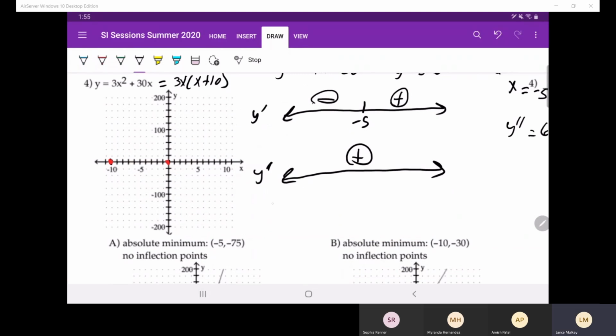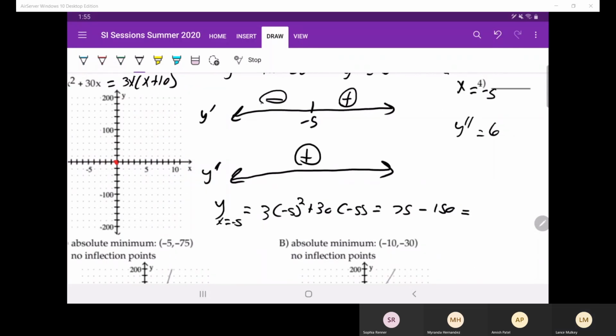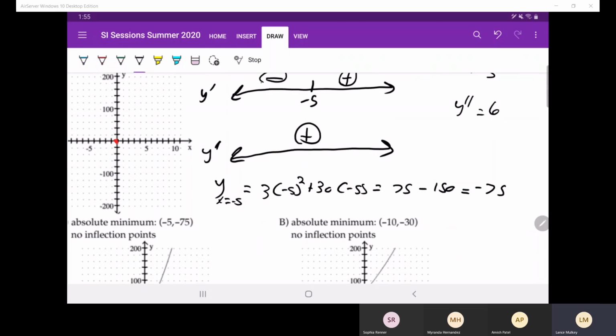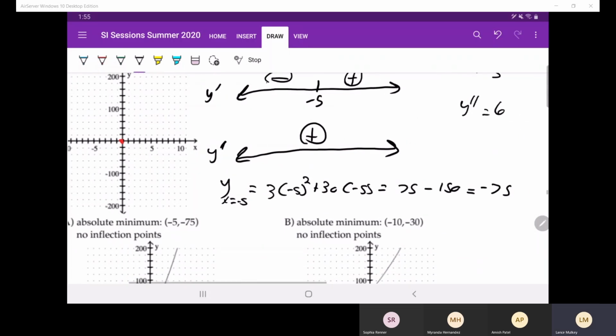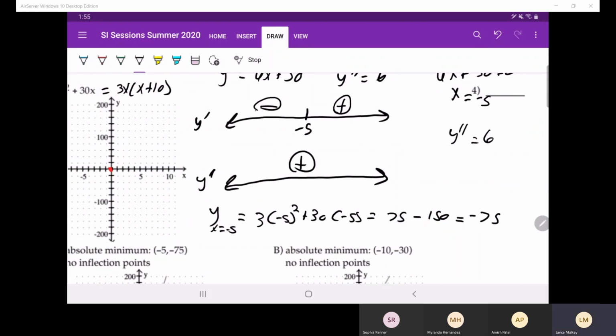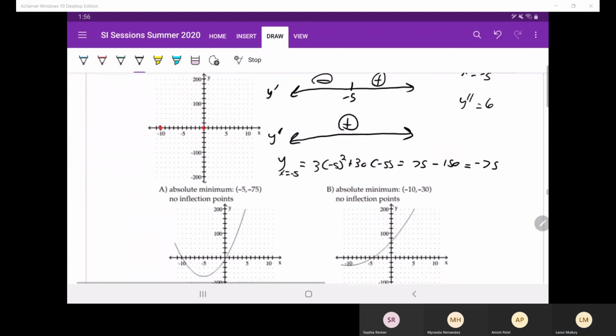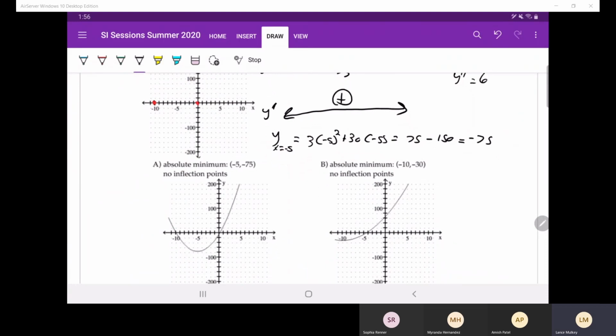So negative 5. If we plug in y at x equals negative 5, it equals 3 times negative 5 squared plus 30 times negative 5, which equals negative 75. That's your minimum. Now, since you only have one change in direction from decreasing to increasing, that means your minimum is an absolute minimum. So you have an absolute minimum at negative 5, negative 75.